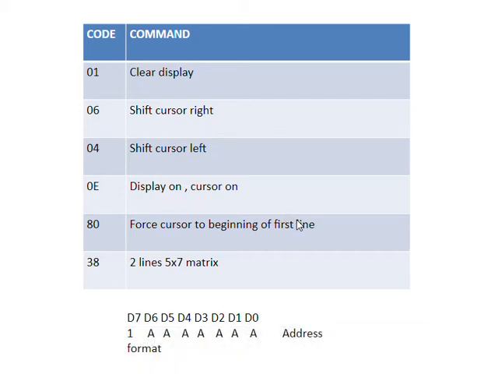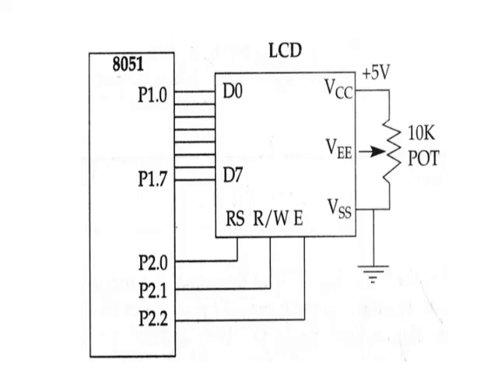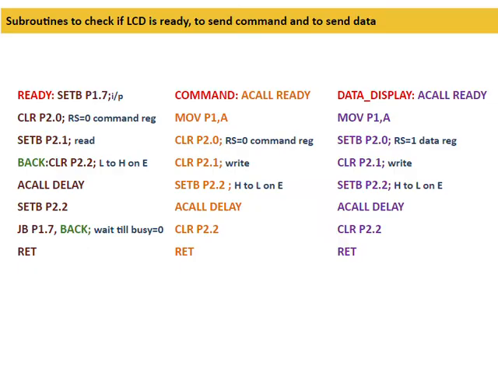Now let's look at the program for sending a character to the LCD display. Before we write the main program, we should write three different subroutines. One, to check if the LCD is ready to accept a new data or a command. Next one, to send a command, and the next to send a data that is to be displayed. The first subroutine is to check whether the LCD is ready or not. Let's look at the subroutine.